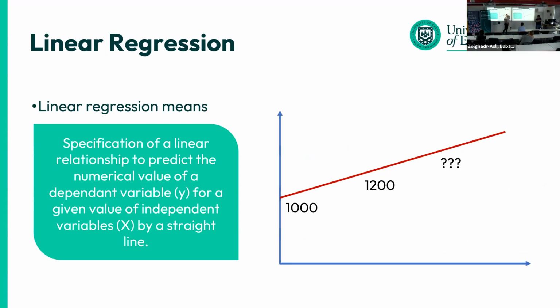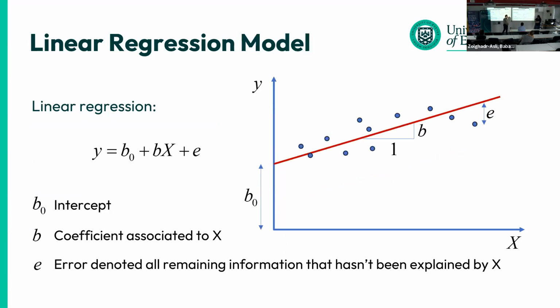Anyone? Yeah, okay. 1,400. It's very easy. Yeah, it is quite easy because there is a quite linear relationship between the data. And in linear regression models, we have a linear expression, a mathematical expression.